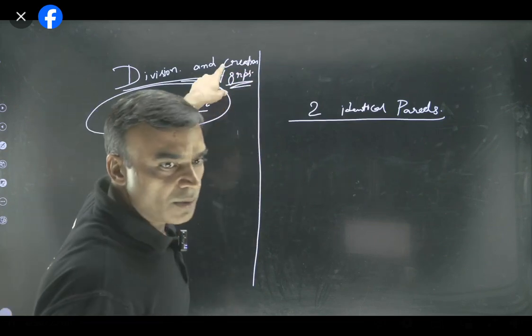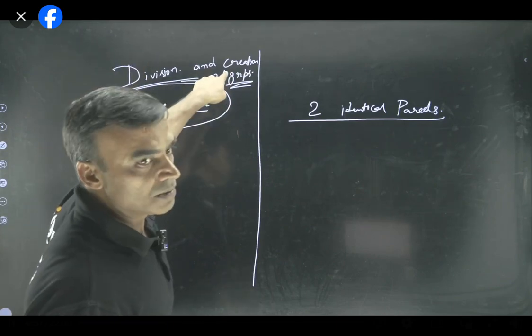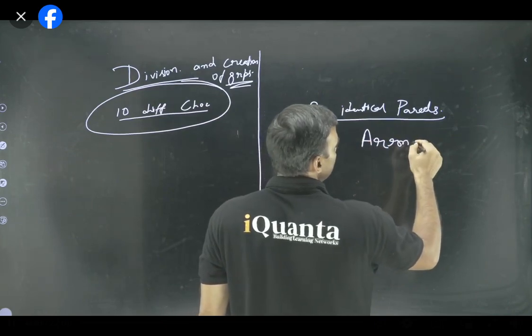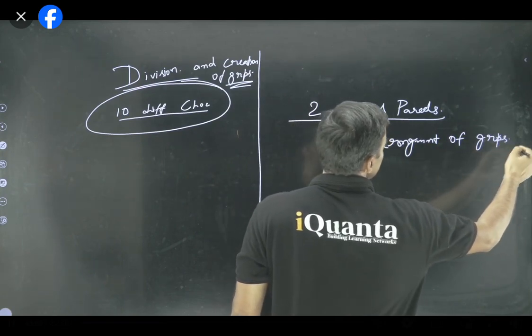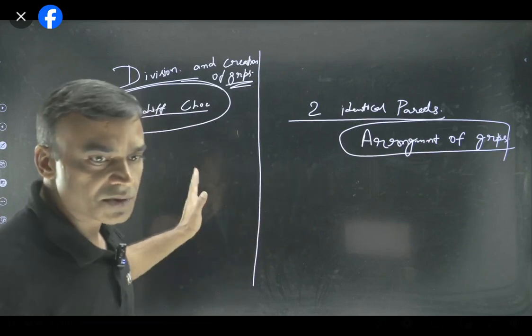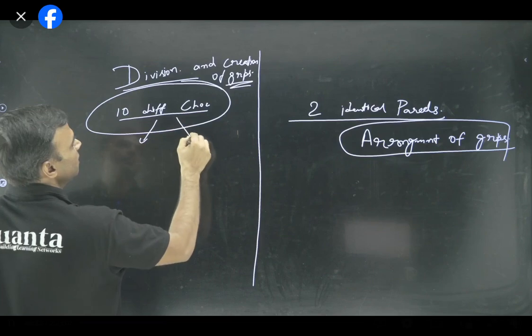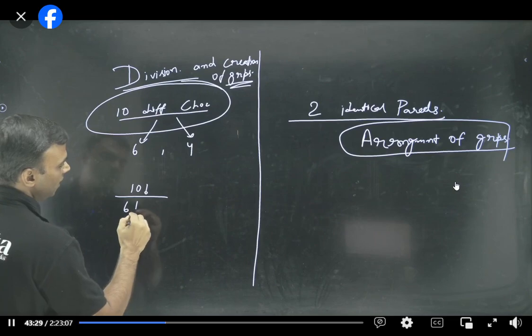Please note it down, everyone, in your notebook. This part is division and creation of groups. This part is arrangement of groups. Now this is entirely different from division. Arrangement of groups. This is very important to understand. There are 2 different parts in this question. So according to this, there are 10 different chocolates and we have to divide into the groups of 6 and 4. So how do we do that? 10 factorial over 6 factorial, 4 factorial.